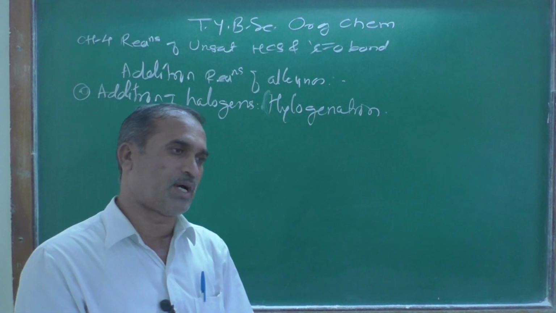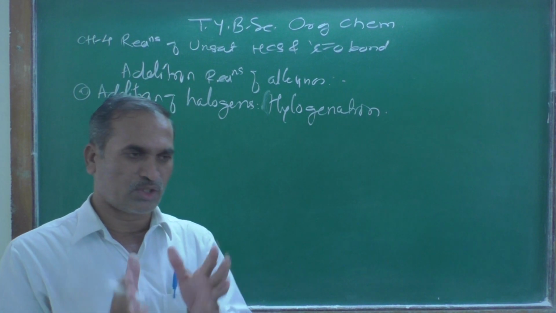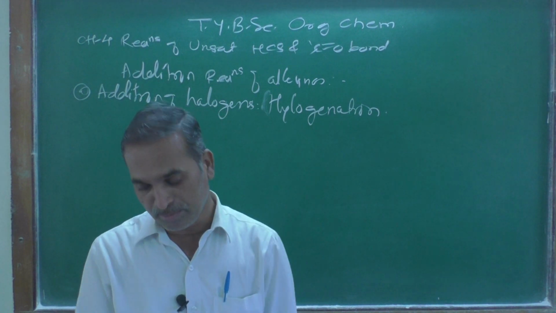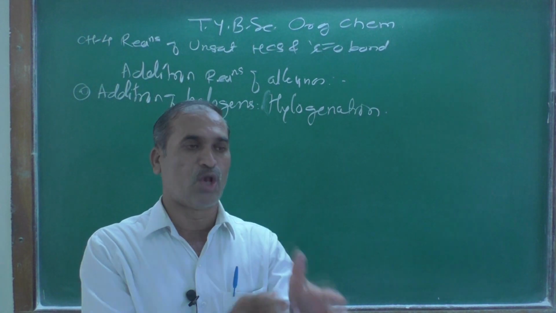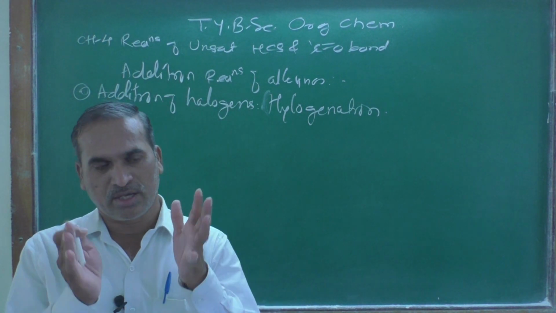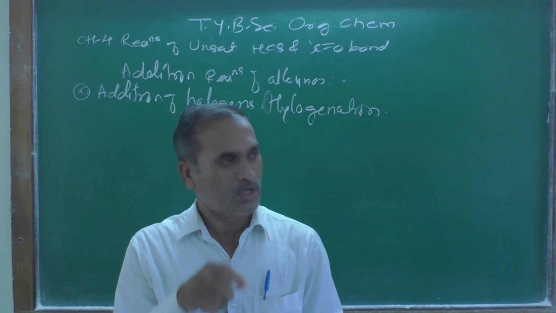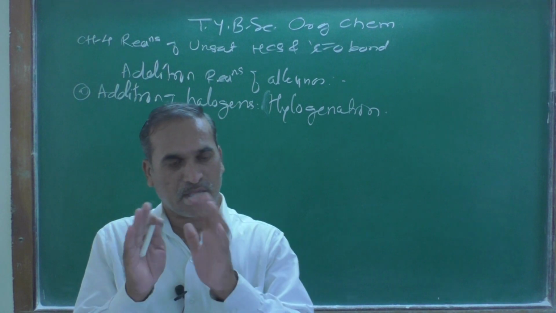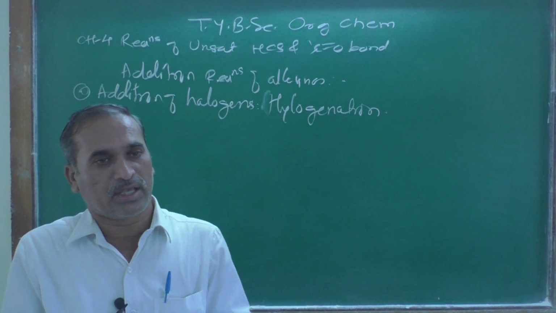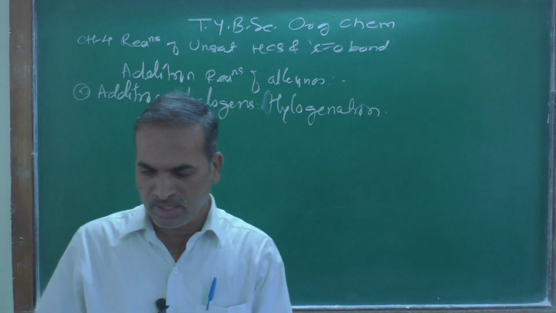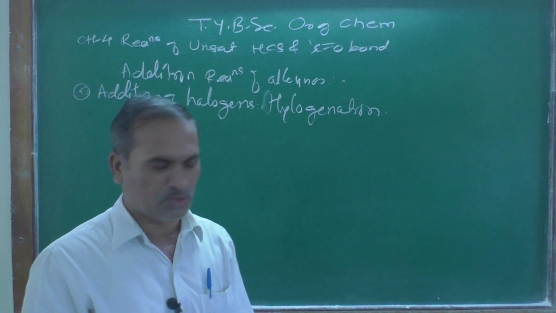So in the case of the alkene, when halogenation takes place, there is a formation of the three-membered cyclic halonium ion. If bromine is there, cyclic bromonium ion. If chlorine is there, cyclic chloronium ion. So that type of three-membered ring is not forming in this case.